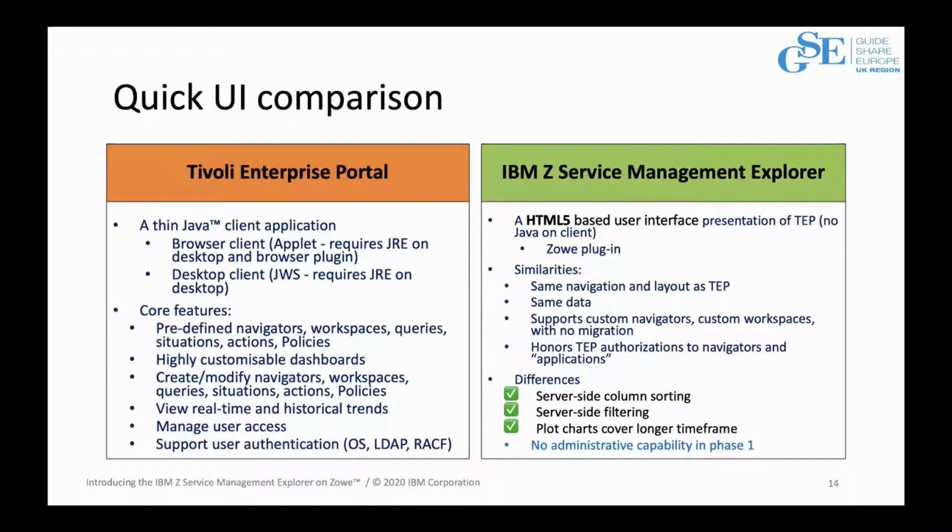So, core features, as I mentioned: most products come out of the box, even if you create your own agents, you can see it's predefined. You get your predefined workspaces, navigators, queries, etc. All of those are available in the TEP. That's what is provided out of the box.